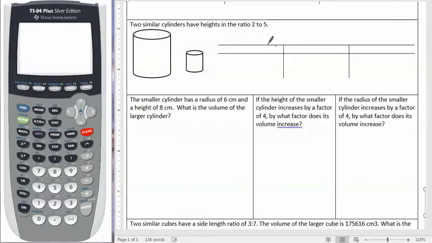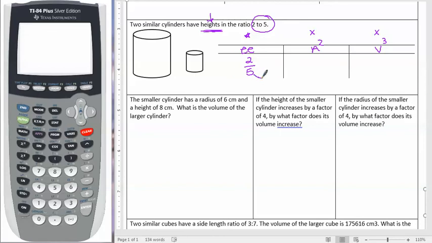In the first example, they gave us this nice chart, so I'm going to go ahead and fill in everything else, area, and volume. Now it says two similar cylinders have heights in the ratio 2 to 5. So if I look at heights, I ask myself, does the word height have area in it? No. Does the word height have volume in it? No. So where's it going to be living? Everything else. So 2 to 5 goes under everything else.